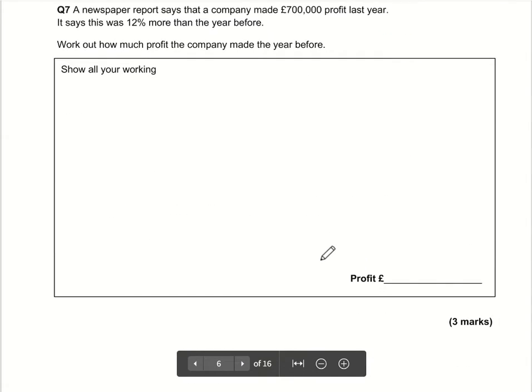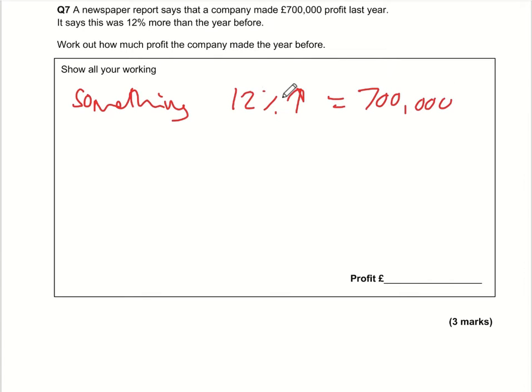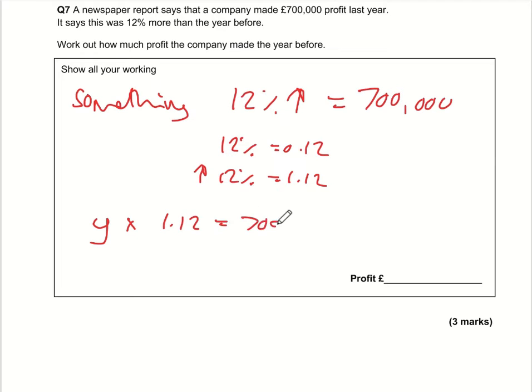Okay, so question 7. A newspaper report says that a company made £700,000 profit last year, and that was 12% more than the year before. So something was increased by 12%, and it gave us £700,000. Now, if you're increasing something by 12%, the multiplier for 12% is 0.12, but when you want to increase by 12%, we add 1 to that number, which is 1.12. So something, let's call it y, multiplied by 1.12 gave us £700,000.